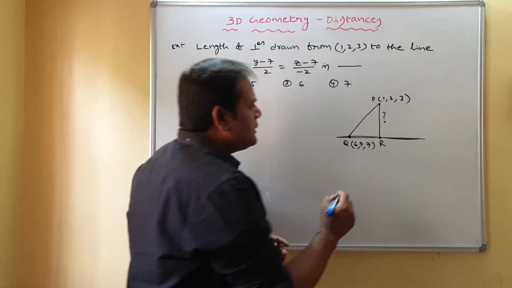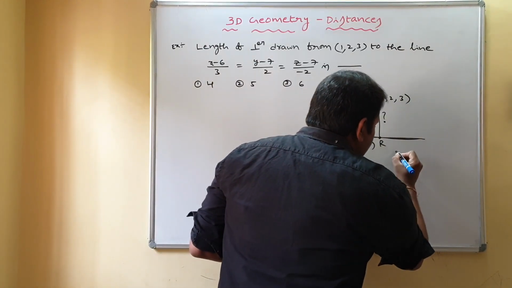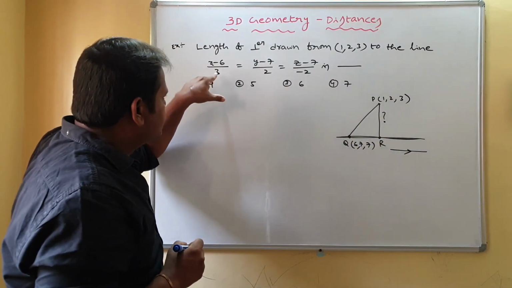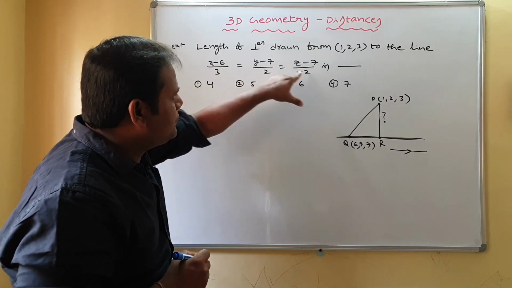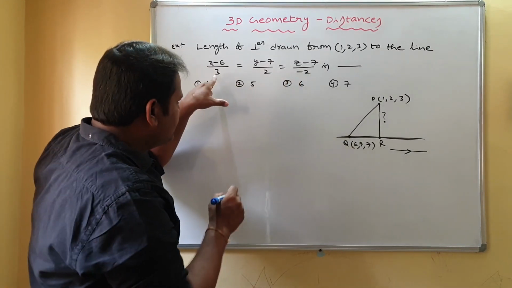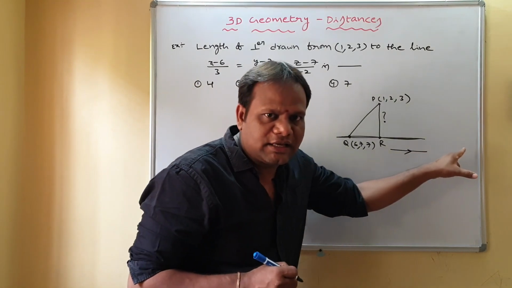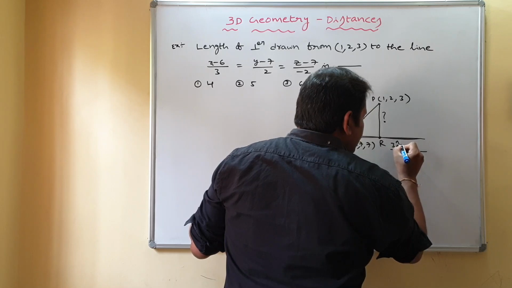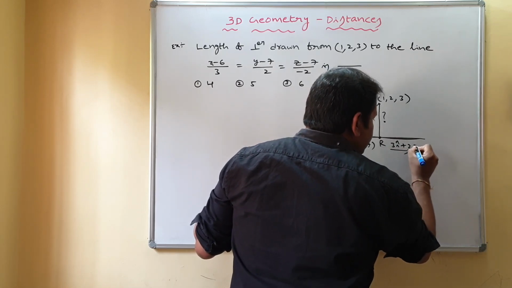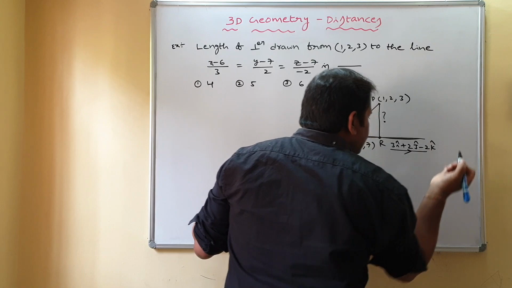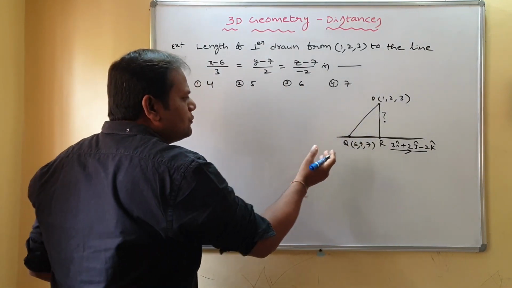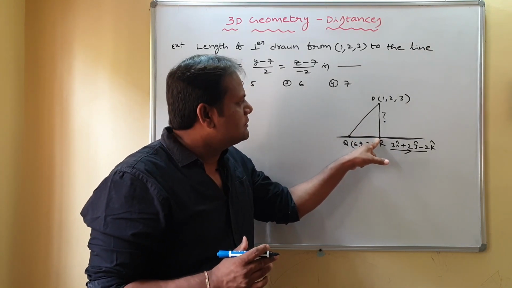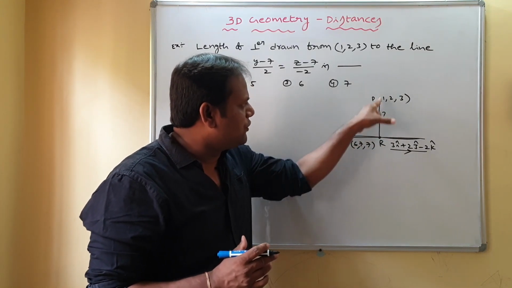Can you tell what is the vector along this line? The vector along this line is the DRs: 3 i cap, 2 j cap, minus 2 k cap. You know that DRs represent a vector along the line. You must remember that. So here that is 3 i cap plus 2 j cap minus 2 k cap. Now we are using the projection concept and we find QR length. Then using Pythagoras theorem we find PR length.